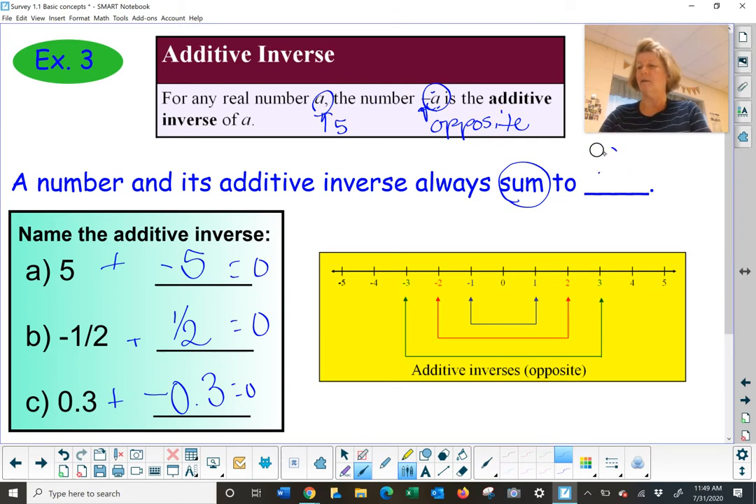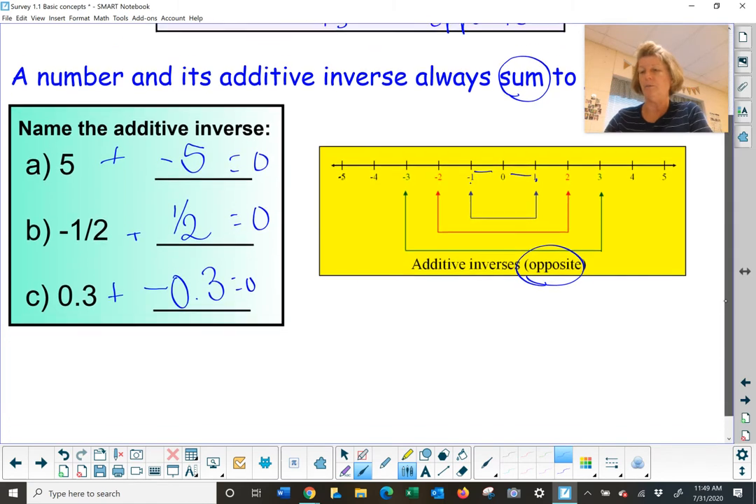That looks like a 6. I'm going to stop on that. Let's go back. They sum to 0. So additive inverses, opposite numbers, right? And they give you a number line to see if it's 1, it's negative 1. Equal distance from 0, above and below 0.